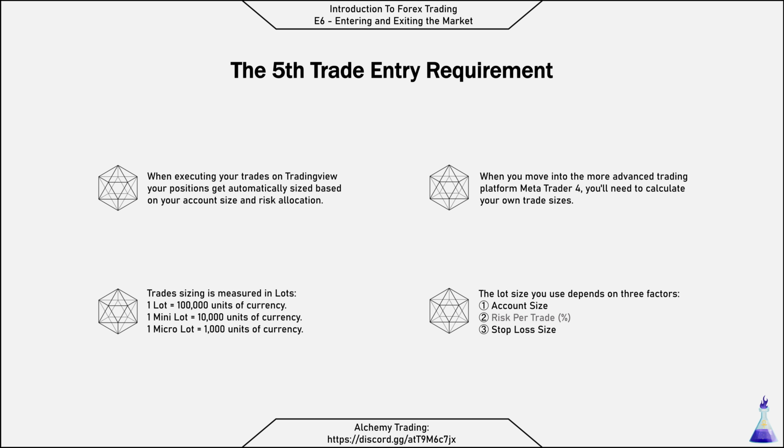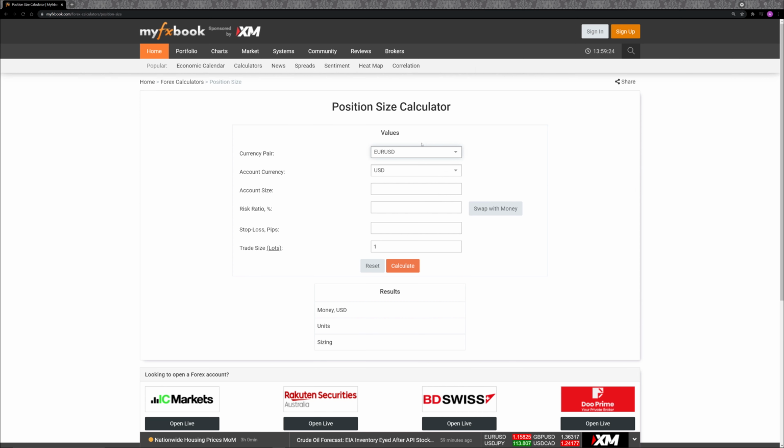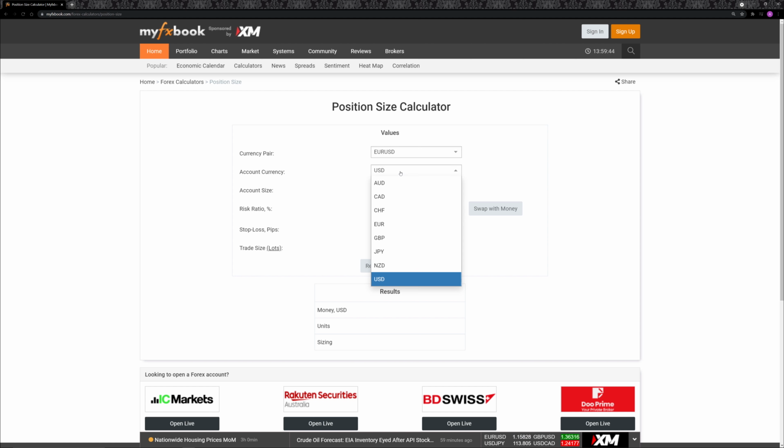I'm now going to briefly jump over to my screen and show you exactly how to work this lot size calculator. Okay, so here we have the MyFX book lot size calculator, and it's all pretty simple. So pretty much what we'll need to first do is just select our currency pair. So we'll just go with Euro US dollar because we do commonly trade this pair. And then you'll have to select your account currency. So again, USD is another pretty common one here. Then what we'll need to do is enter our account size.